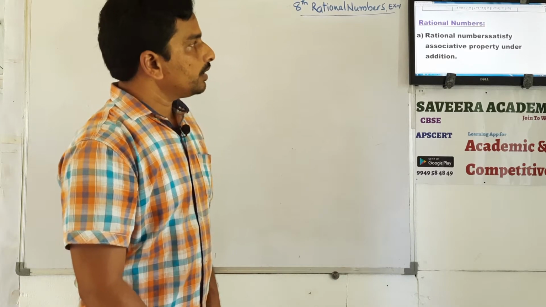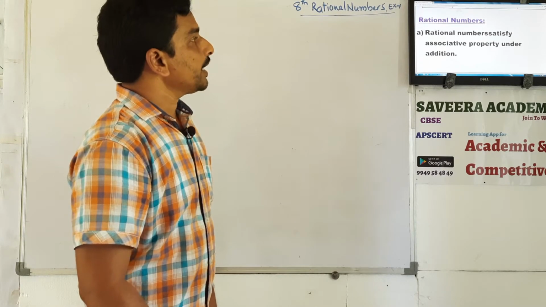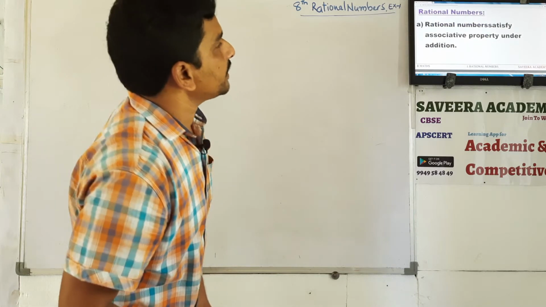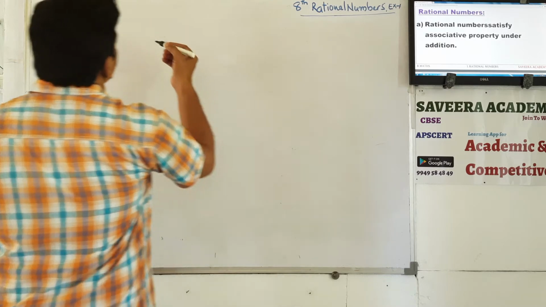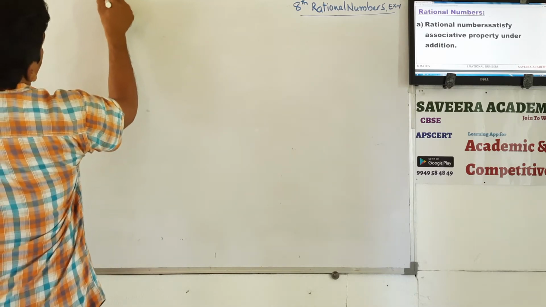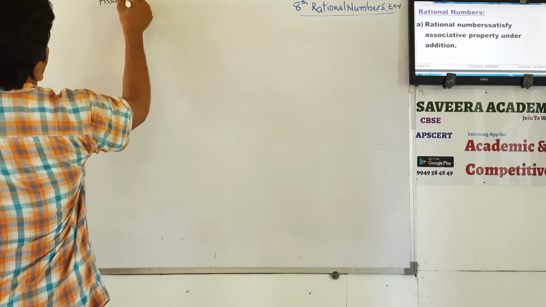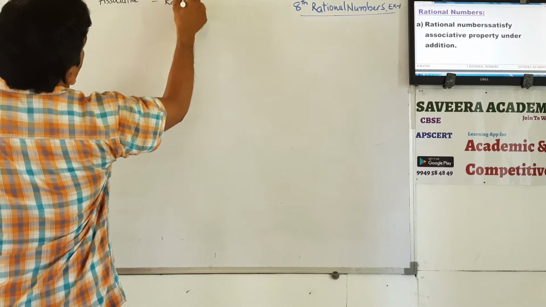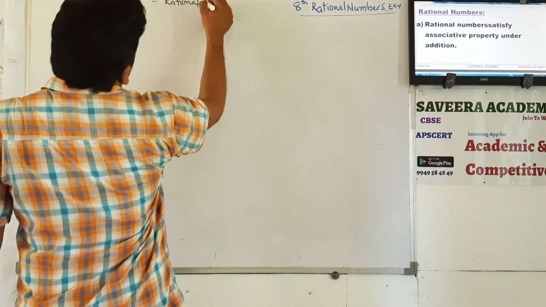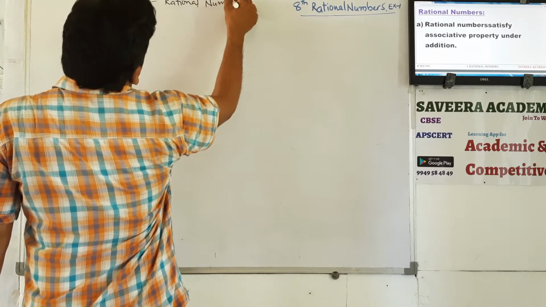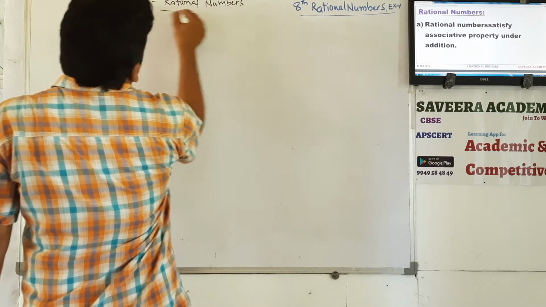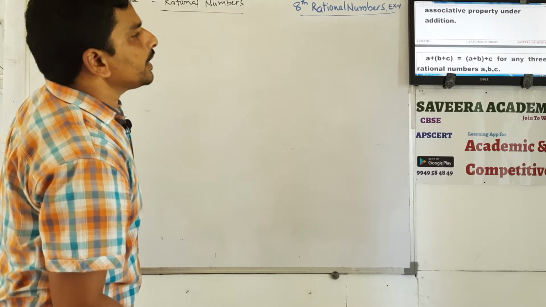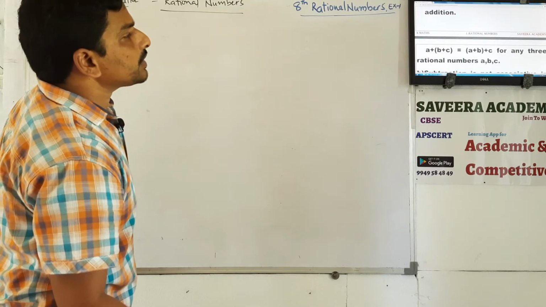Okay, now rational numbers. Associative property in rational numbers. Let us check it. Under addition, let us check it. Okay, under addition. Examples, any examples not given there.